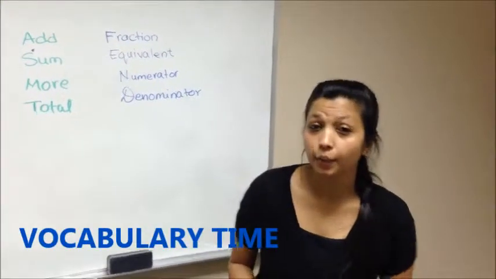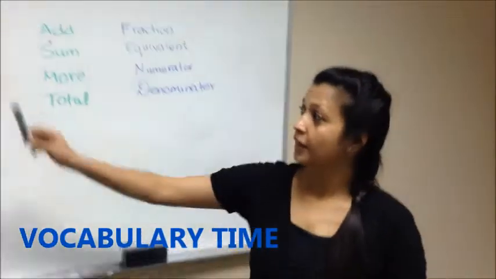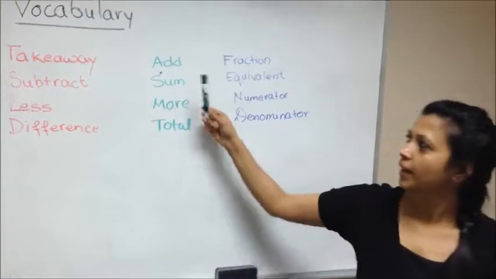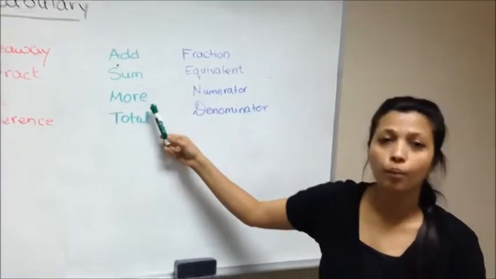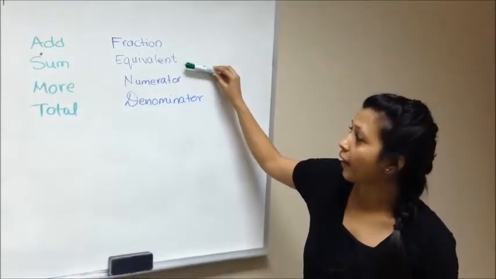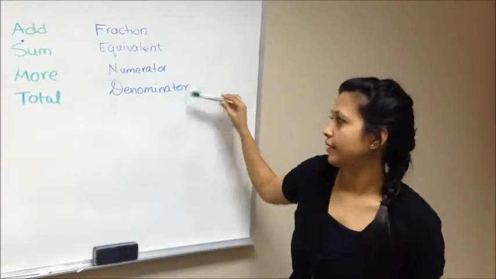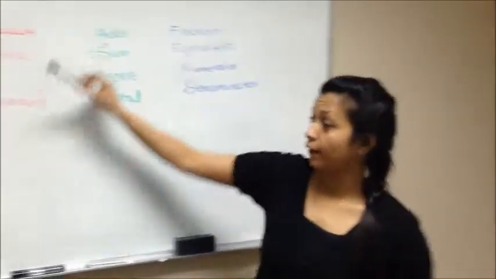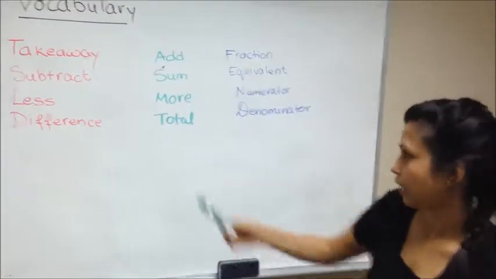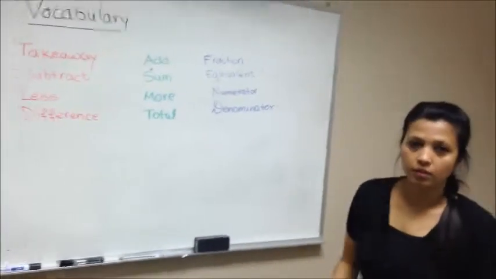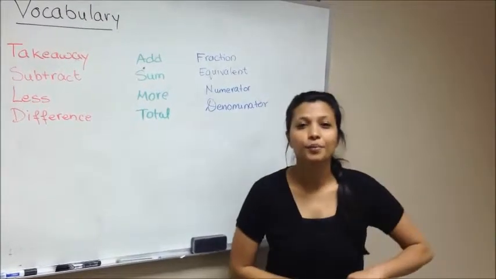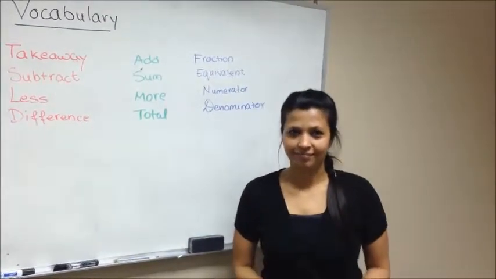The vocabulary we will be needing for this lesson are: take away, subtract, less, difference, add, sum, more, total, fraction, equivalent, numerator, and denominator. As you can notice, I have written it out in different colors. Red represents subtraction, take away. Green represents addition. And blue represents all other words that we will be using throughout the video lesson.